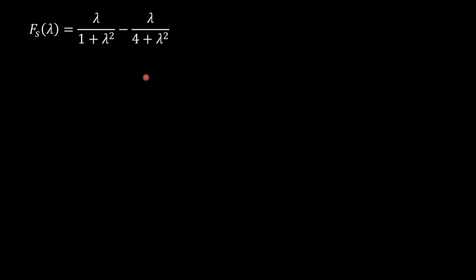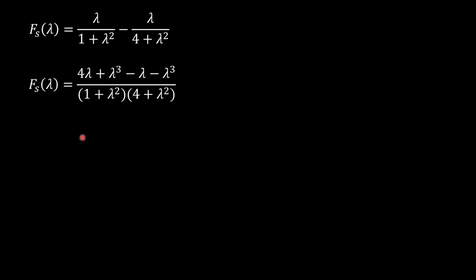Then take the LCM and simplify the numerator. It will give us Fs lambda is equal to (4 lambda plus lambda cube minus lambda cube) divided by (1 plus lambda square) into (4 plus lambda square). This lambda cube will get cancelled and we are left with 3 lambda divided by (1 plus lambda square) into (4 plus lambda square). Now here we have obtained the Fourier sine transform.